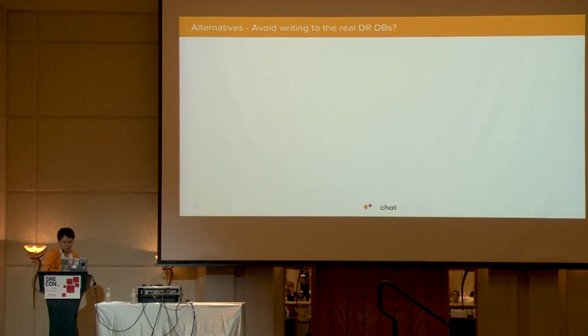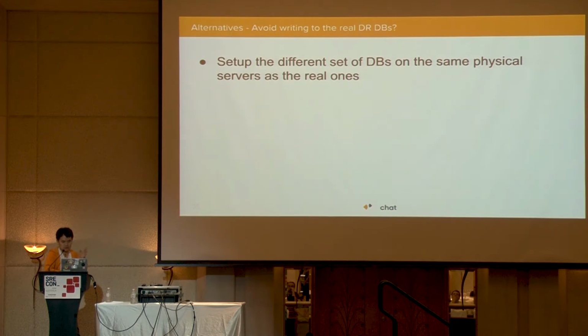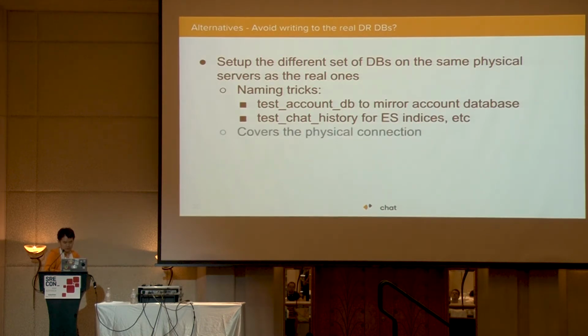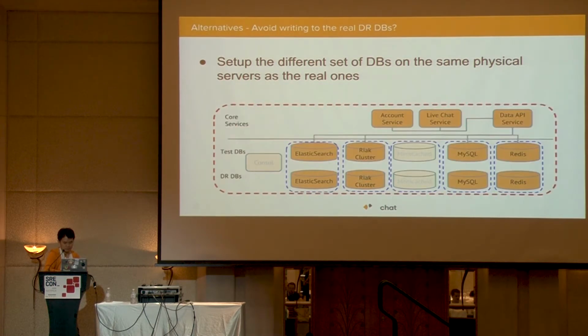We ruled that out. So the next thing that we proposed is that since the connectivity check is important, why don't we just host two different databases on the same physical server? You can apply tricks like if you have an account DB database, then you just put a prefix like test_account DB, but both databases reside on the same MySQL database server, for example, and things like Elasticsearch index or Redis queue and so on. This all could be solved, and you just need to update the library and everything else will work. So that covers the physical connection.